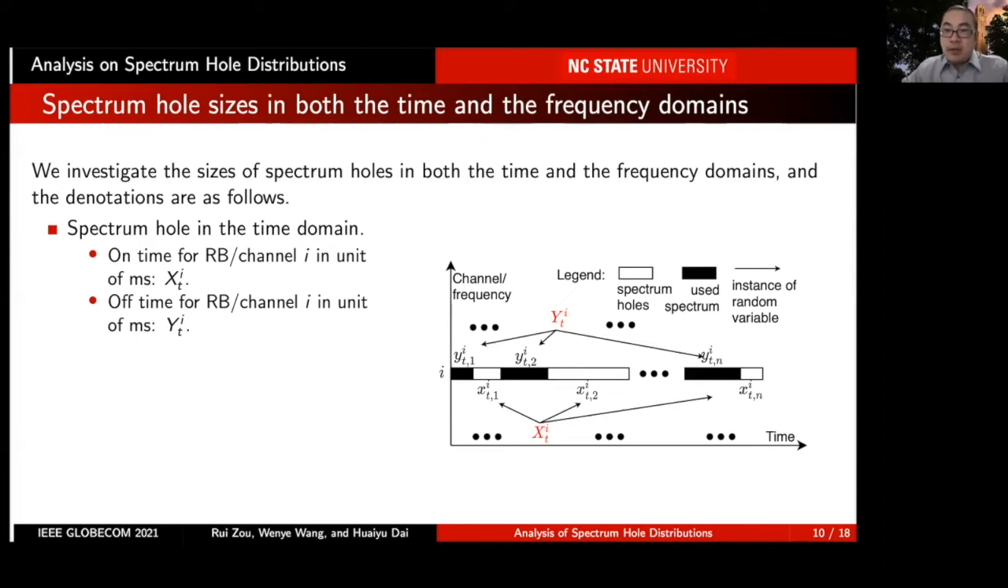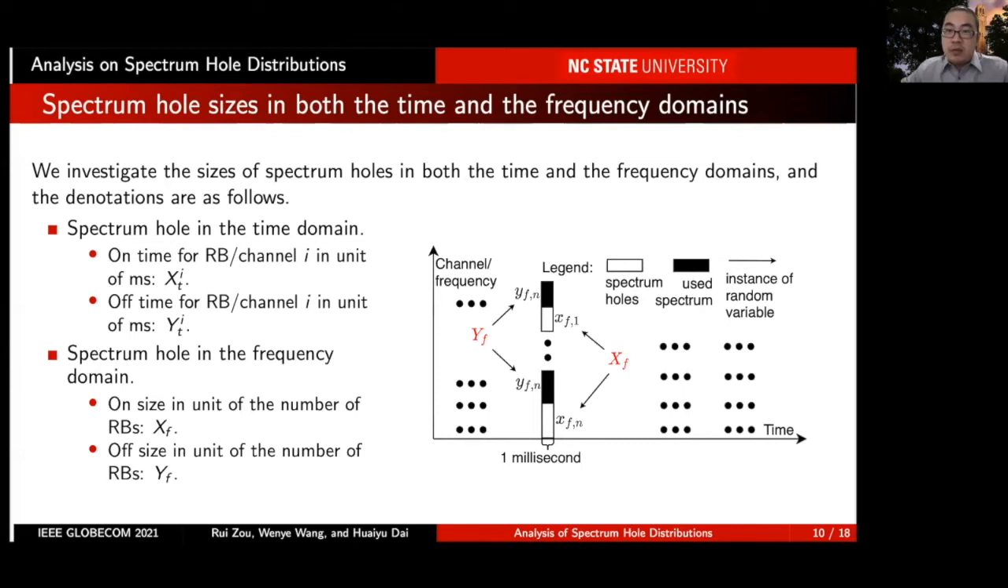In the temporal domain, we define the random variables xti and yti for spectrum hole time length and the separations between them, or off times and on times, in channel i. We study the size of spectrum holes in terms of LTE-RBs by looking into the tendency in each millisecond along the frequency horizon. The definitions for the spectral domain are similar to those in the time domain: random variables xf and yf for off and on sizes. The lowercase letters denote observed data samples, which are regarded as instances of the random variables.